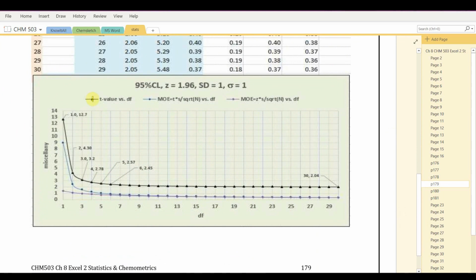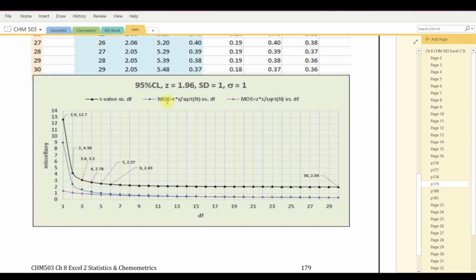So here, let's deal with this black line here. This is simply the t values as a function of degrees of freedom. Notice that with 1 degree of freedom, or 2 samples, the t value is 12.7. Ouch, that's huge. When you go to 2 degrees of freedom, or 3 samples, the t value drops to 4.3. With 3 degrees of freedom, or 4 samples, it's down to 3.2. 4 degrees of freedom, which is 5 samples, 2.78. It's a decreasing return.